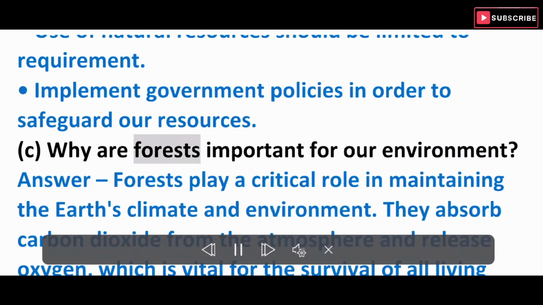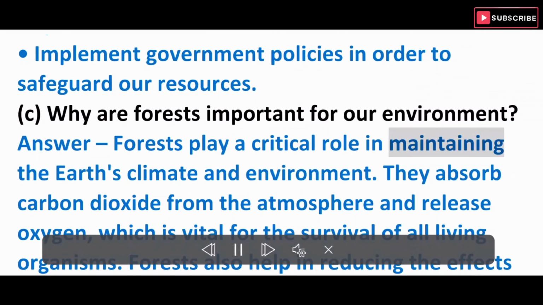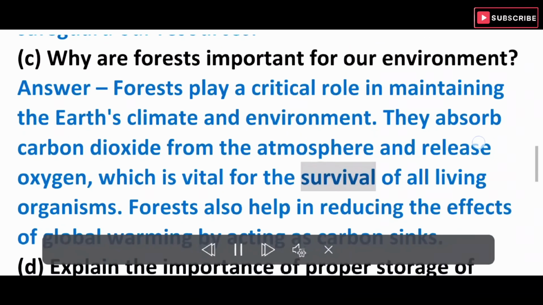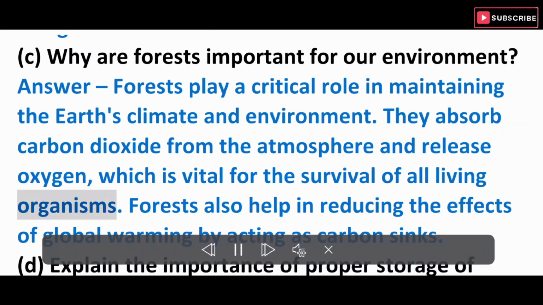C. Why are forests important for our environment? Answer. Forests play a critical role in maintaining the Earth's climate and environment. They absorb carbon dioxide from the atmosphere and release oxygen, which is vital for the survival of all living organisms. Forests also help in reducing the effects of global warming by acting as carbon sinks.